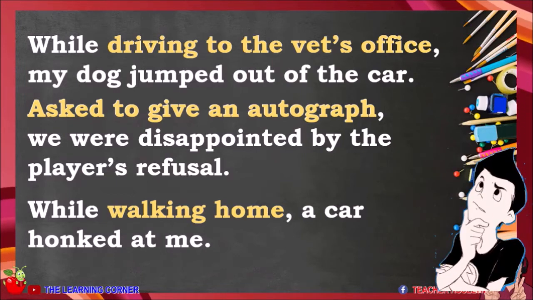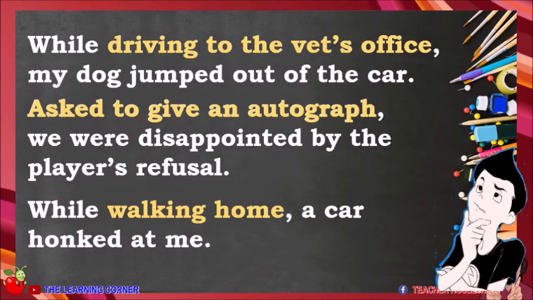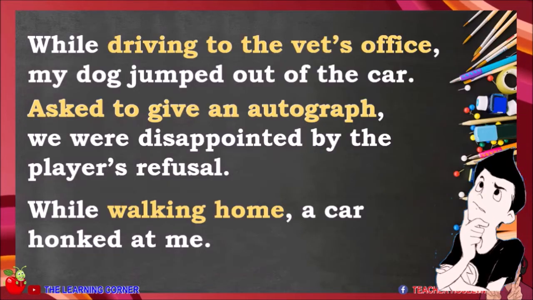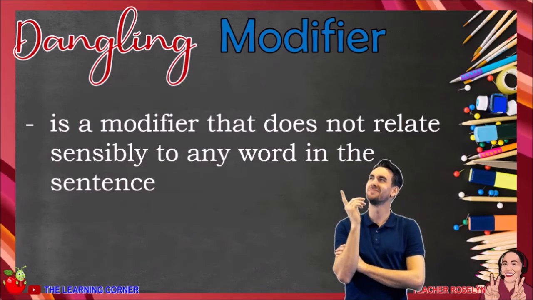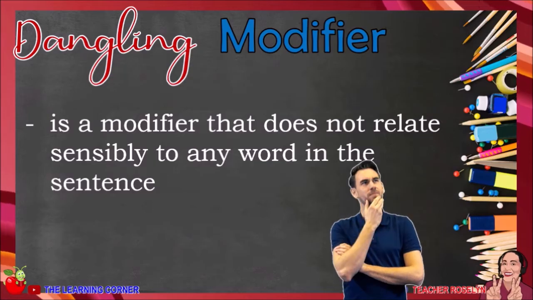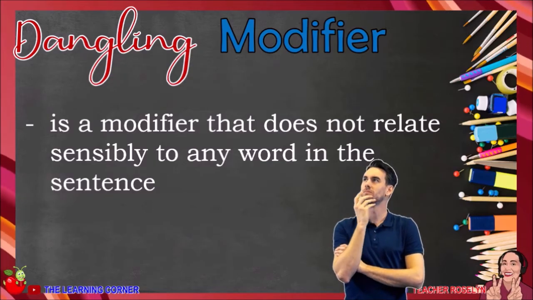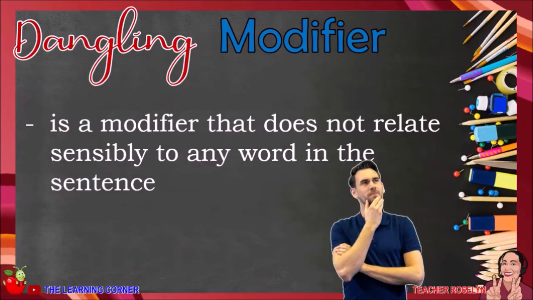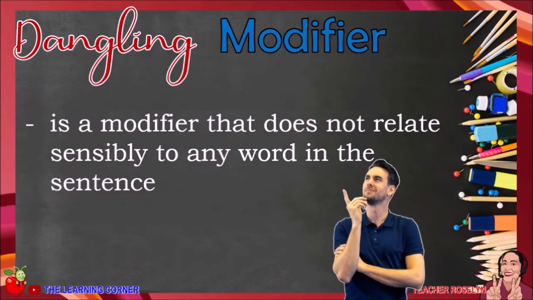Who is walking home? It surely is not the car. Do you notice that each modifier has a verb or an action word in it? These are called dangling modifiers. Dangling modifier is a modifier that does not relate sensibly to any word in the sentence. If a modifier or a modifying phrase comes at the beginning of the sentence, it must be followed closely by the word it modifies or describes.